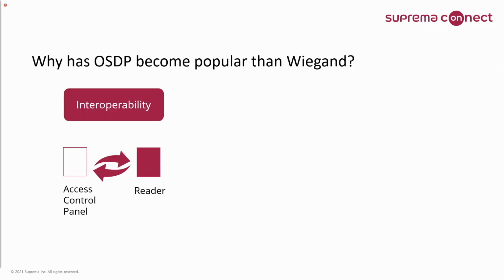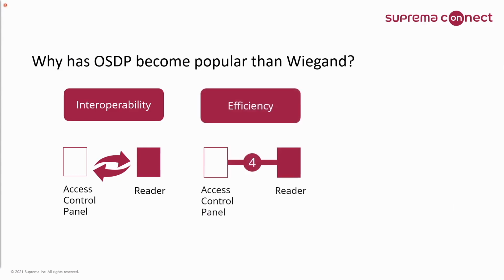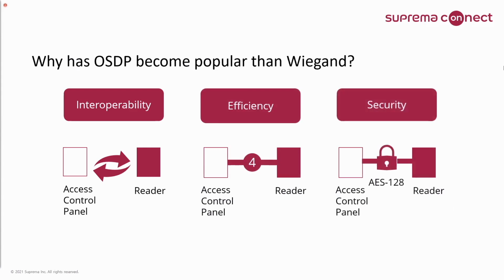Now, are you aware of why OSDP became more popular than Wiegand? OSDP has become more popular than Wiegand due to 3 features. First, two-way communication of OSDP, second is efficiency due to the less cabling than Wiegand, and third is the encrypted communication method.